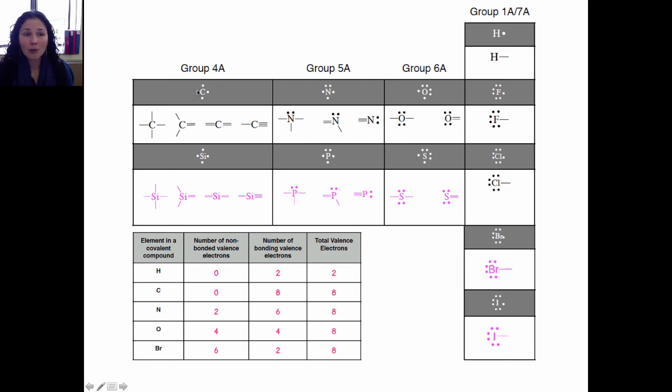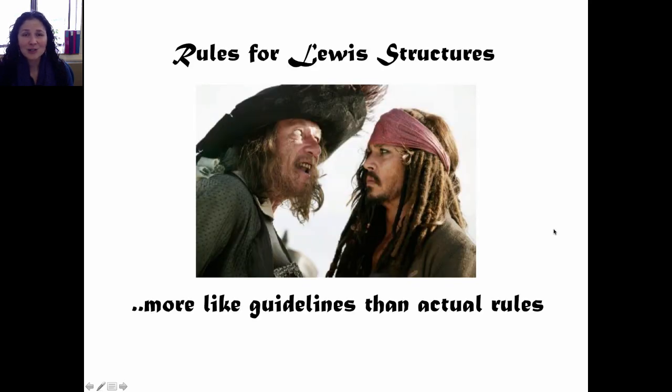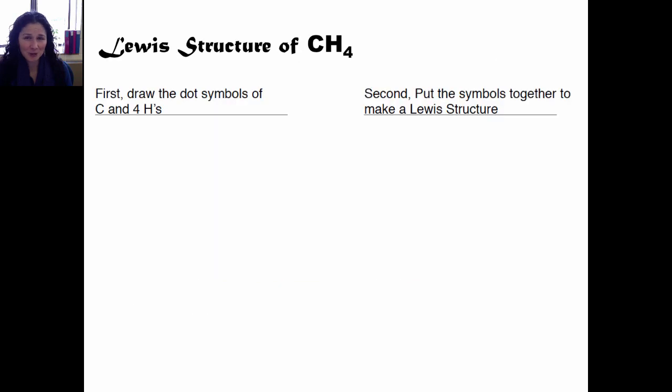Basically, carbon will always have 4, and so will silicon. Nitrogen and oxygen will always have 3 and 2, and hydrogen and the halogens will always have 1 bond. These are the rules. But like some of the rules in chemistry, these are more like guidelines than actual rules. So you could call it like the pirate's code of drawing Lewis structures. But for now, let's follow the rules and draw some Lewis structures.